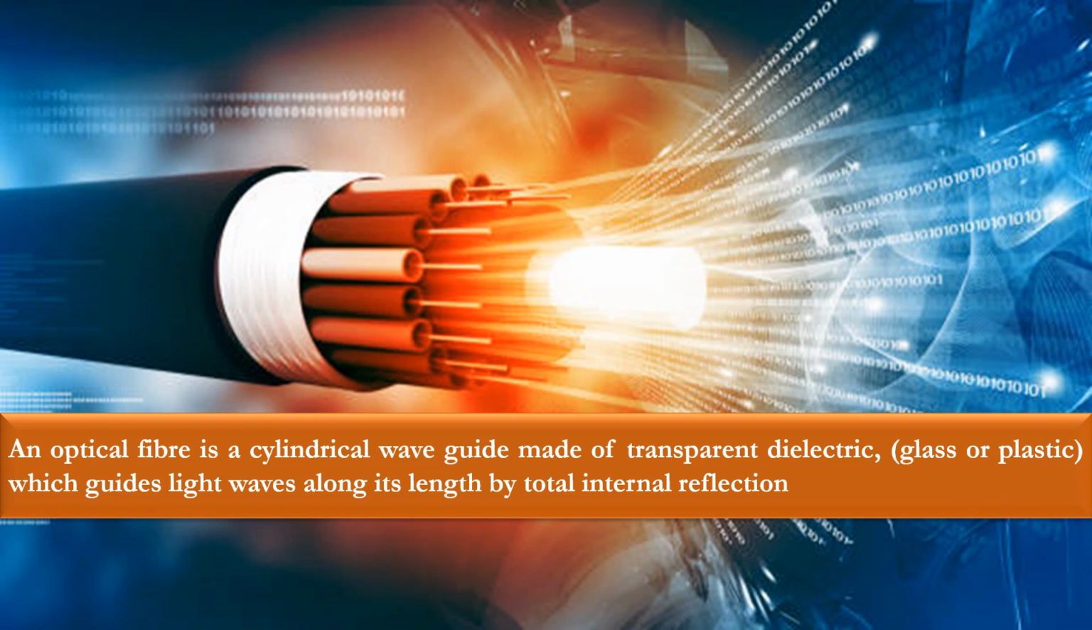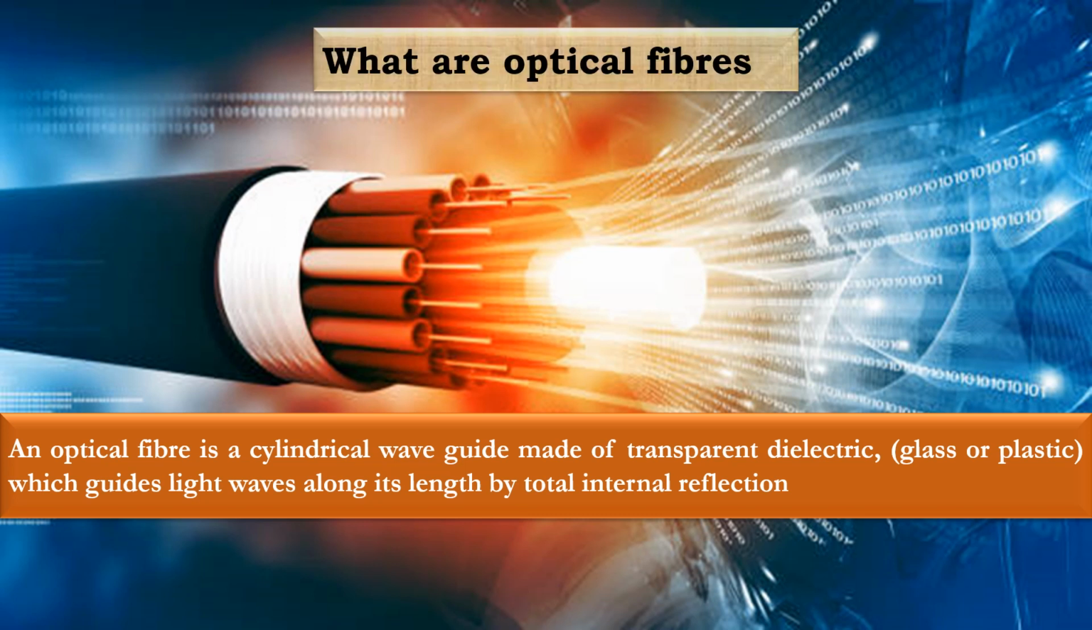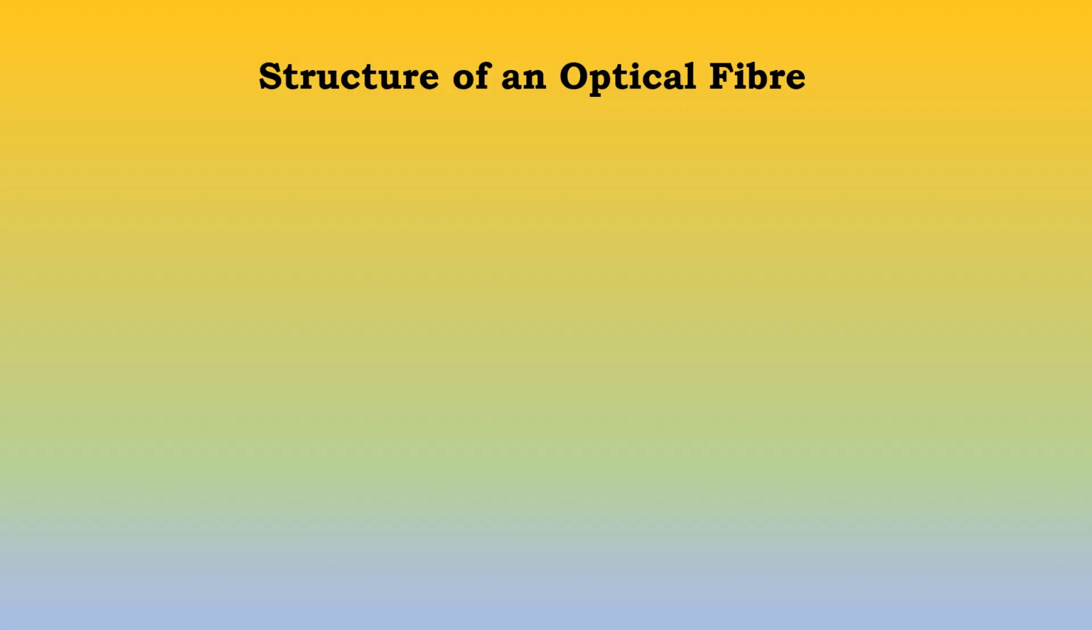An optical fiber is a cylindrical waveguide made of transparent dielectric like glass or plastic, which guides light waves along its length by total internal reflection. A practical optical fiber is cylindrical in shape, which is in general made of three coaxial regions called core, cladding, and the buffer coating.